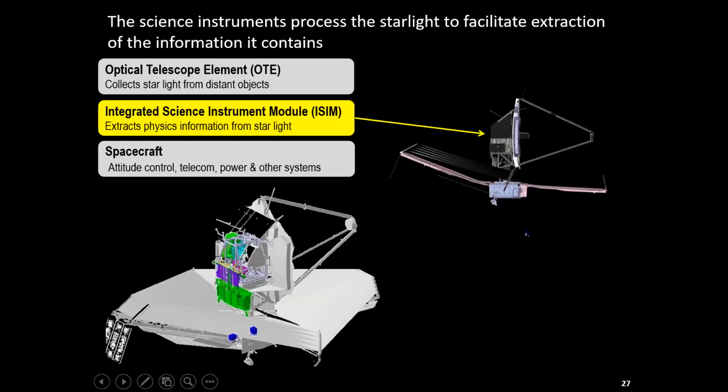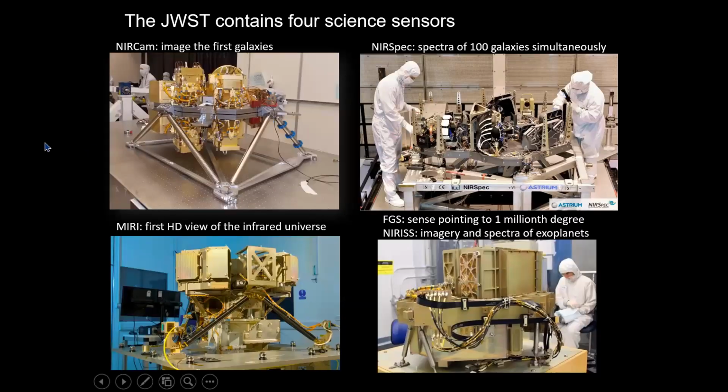Okay, let's talk a little bit about the science instruments that are located at the business end of the telescope. The job of the telescope is to collect the light from the faint objects that we're observing and then direct that light into the science instruments. The science instruments will do a little bit of processing on that light, and then will convert the light to digital signals that can be transmitted to the Earth. And these are Webb's four science instrument systems.